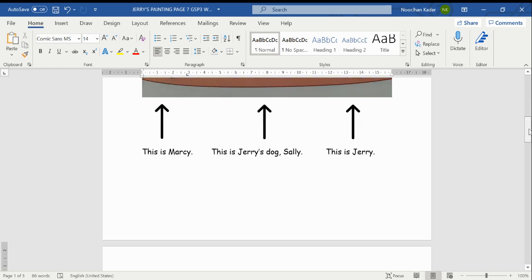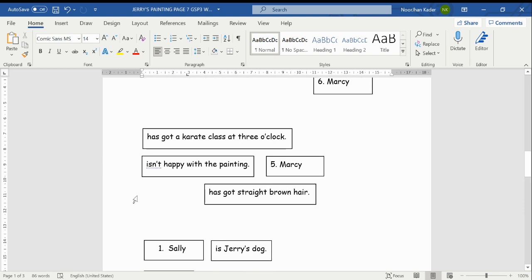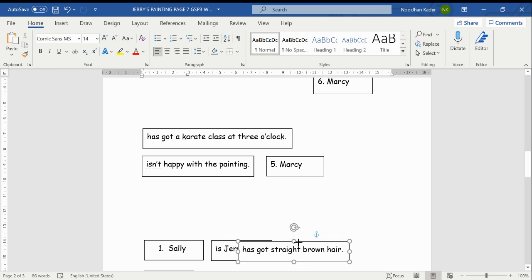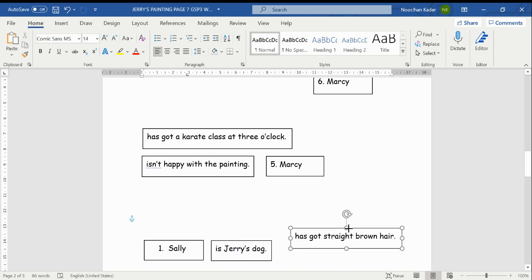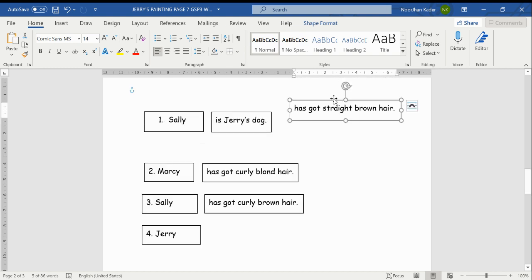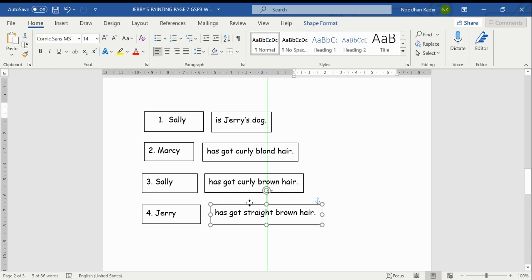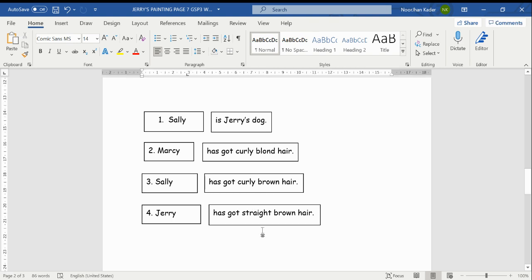Let's see the phrases. Which one suits him? Has got a karate class at 3 o'clock. Isn't happy with the painting. Has got straight brown hair. So I think this is the answer. Let's try. Let's put it together. Okay, that's number 4.